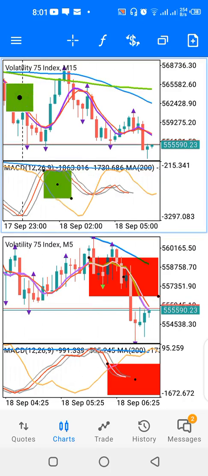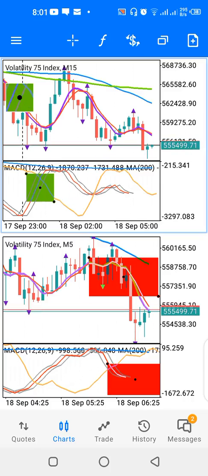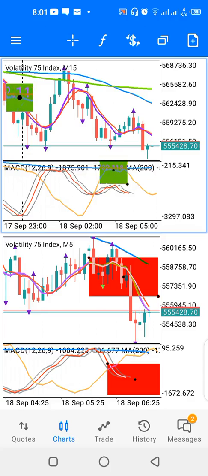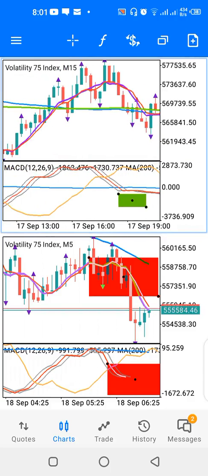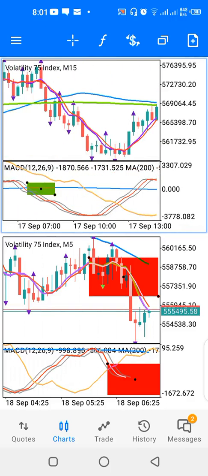But if you have a cross up under the blue line, you are trading against the trend. So you wait for a cross down while all the indicators are under the blue line. Okay, for uptrend, let's look at the uptrend scenario.